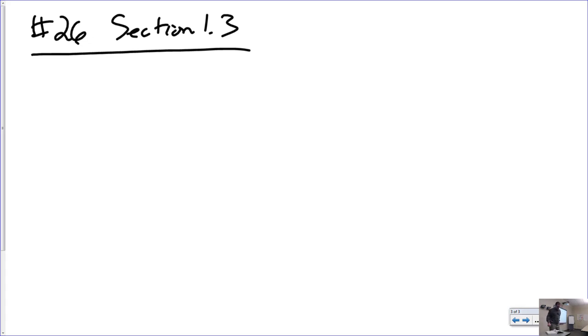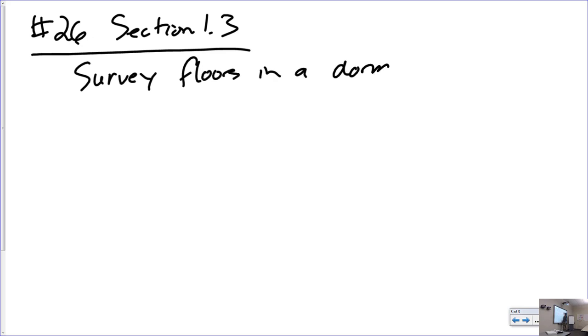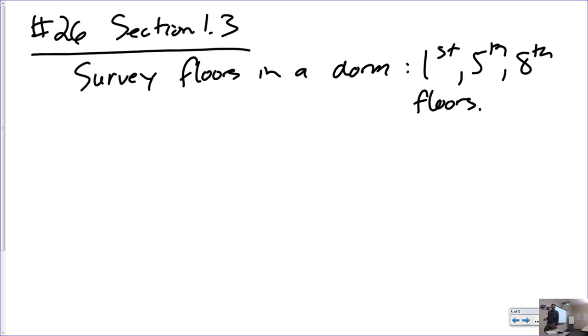It's asking you to identify sampling techniques. And 26 is a student asking all the people living on the first, fifth, and eighth floors of his dorm to answer a survey. Floors in a dorm. First, fifth, and eighth floors. Okay. So, what did you think that one was?